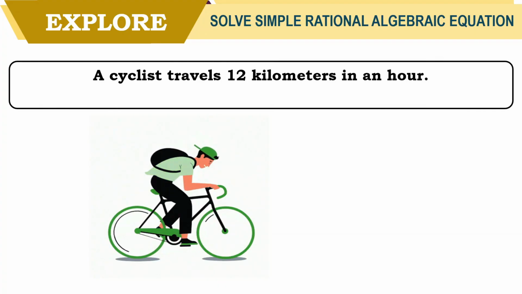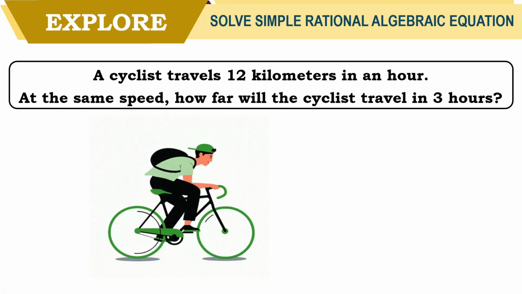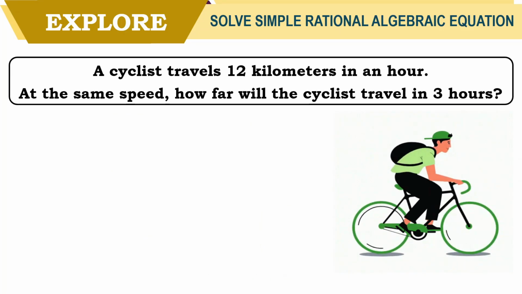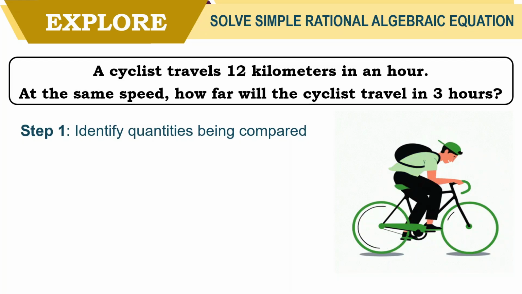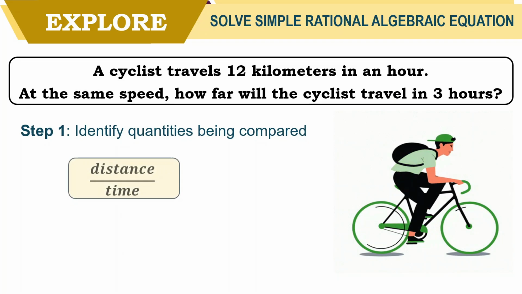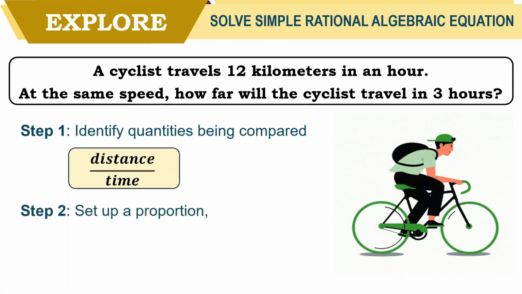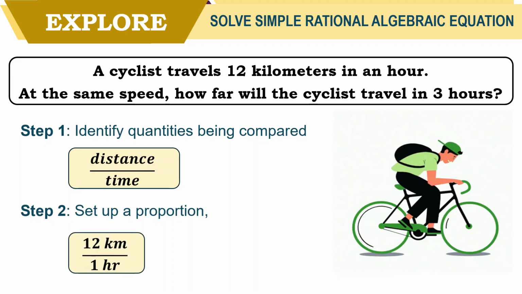A cyclist travels 12 kilometers in an hour. At the same speed, how far will the cyclist travel in 3 hours? Okay, so now we are going to use it in identifying how far the cyclist will travel in 3 hours and not just write it as a simple fraction. Step number 1 is identifying quantities being compared. That is, we write it as distance over time. And then we should set up a proportion.